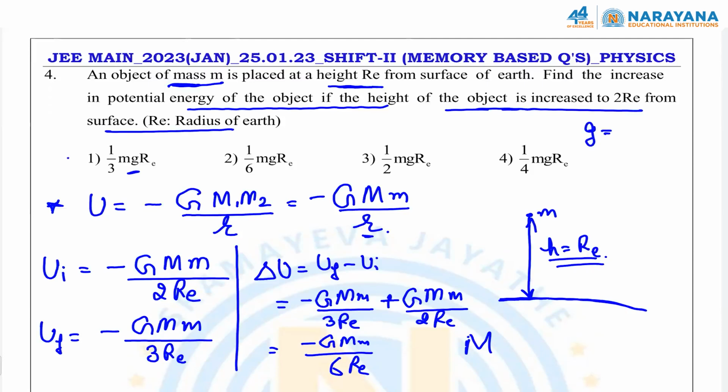Now note that answers are given in terms of acceleration due to gravity. So acceleration due to gravity at the surface of Earth is GM by R square. So that means GM can be replaced by gR square. So if I plug in GM as gR square, this becomes minus mgR by 6. So answer is option 2.